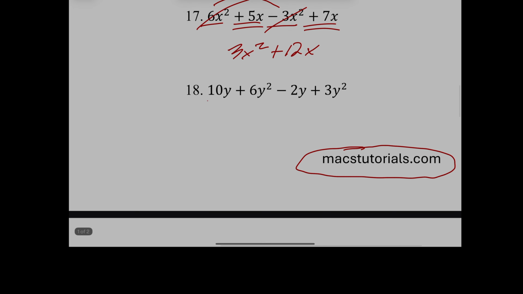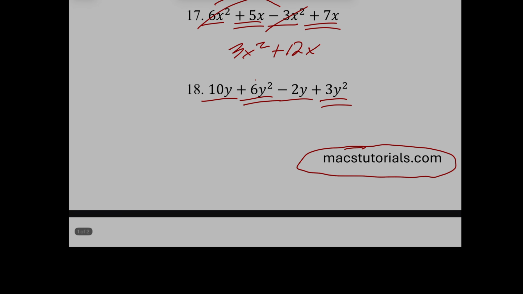And lastly, I've got a y, I've got a y squared, I've got a y, I've got a y squared. Okay? So let's do our y squared first. 6 plus 3, 9y squared. Then I have a 10y minus 2y, that's a positive 8y.